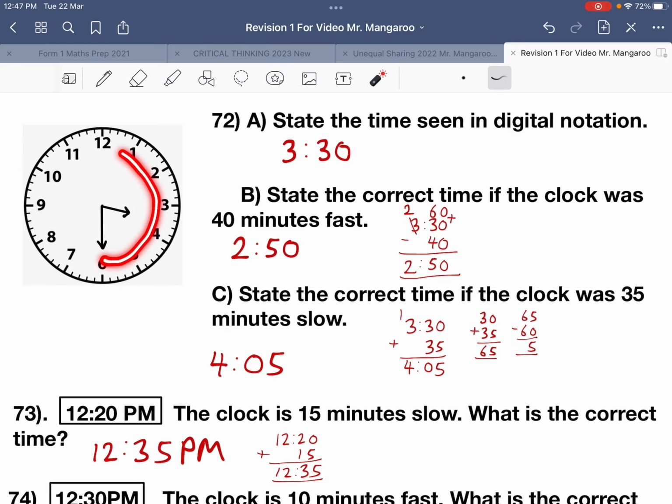Draw in the hands to show the time. 3:45. So we realize that it's not directly on 3. So as the minute hand makes, let me draw it in. So as the minute hand makes its way around the circle, the hour hand will go closer to the hour that it's going to, or the next hour. So it will go from 3 and will start going towards 4 as it gets closer to 4 o'clock.